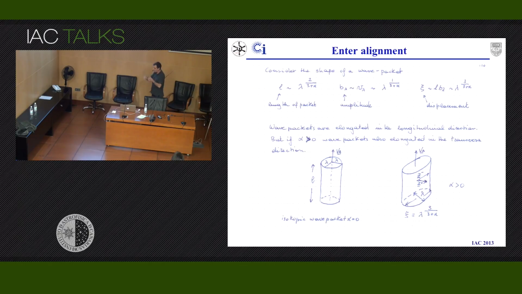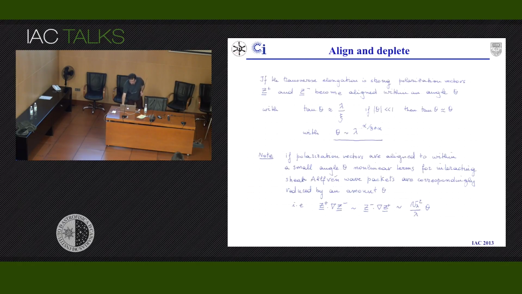What determines this thing? Well, psi is related to the amplitude, because it's how much one of these waves deviates from being dead straight. It's just the amplitude of delta B. And I can work it out from all the scalings that I have, and it goes like this. So if the transverse elongation is strong, so these wave packets are squeezed a lot, the polarization vectors z plus and z minus become aligned to within a little angle theta, where tangent of theta is the transverse coherent size of this wave packet times the amplitude. So it's given by this.